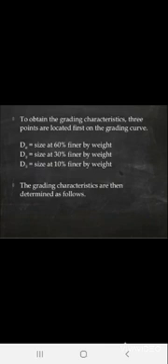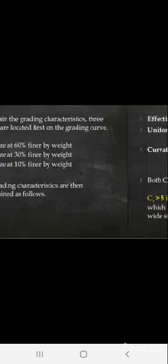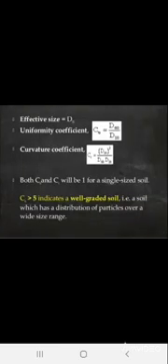So D60 is the size at which 60% is finer by weight and D30 is the size at which 30% is finer by weight. That means D60 indicates that 600 grams in 1000 grams are present in your soil as finer material. D30 means 300 grams, D10 means 100 grams. So the grading characteristics are determined by the D10s. The effective size is your D10. There are two different coefficients from which we can differentiate whether the soil is well graded or uniform, right?